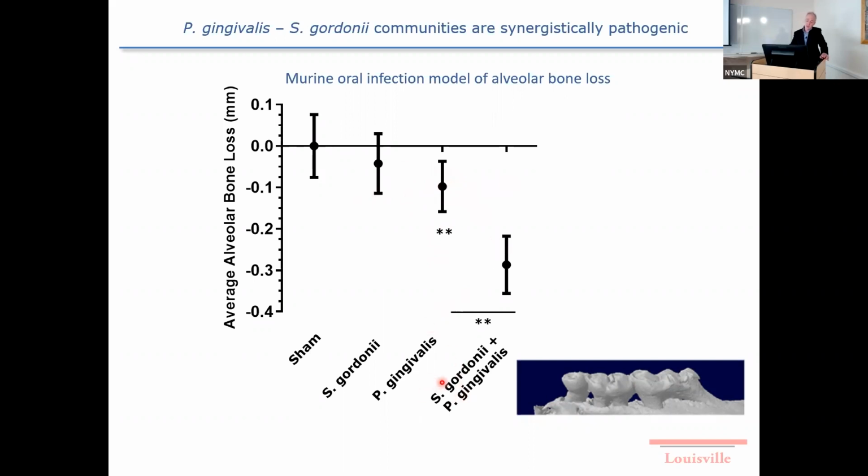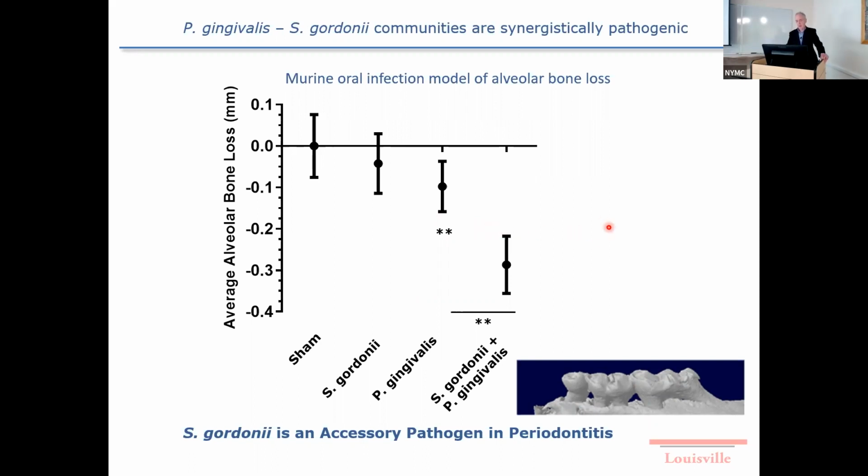But the exciting thing for us was when we infected first with Strep gordonii, then with P. gingivalis. Now we start to see levels of bone loss which are potentially biologically relevant. So we feel that in this context, Strep gordonii is really misclassified as a strict commensal. And Strep gordonii is more like an accessory pathogen, an organism that aids and abets, if you like, the pathogenicity of another organism.